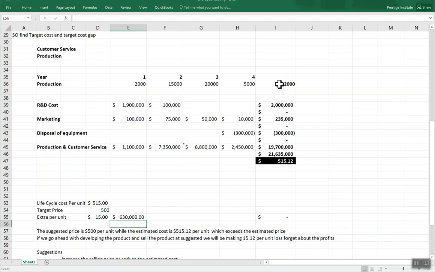So if we could reduce the cost maybe and then make it a little bit lower than the 500 target price, then maybe we will go ahead with the development. Otherwise, we will stop developing the product. So this is the benefit of life cycle costing. It gives you that earlier action.